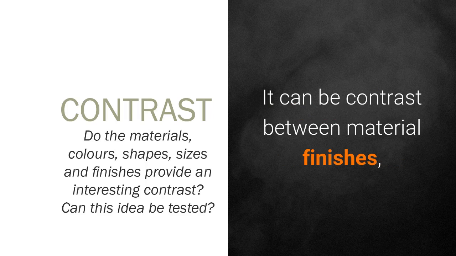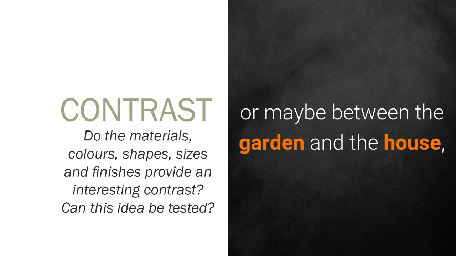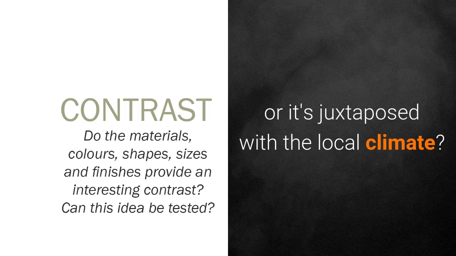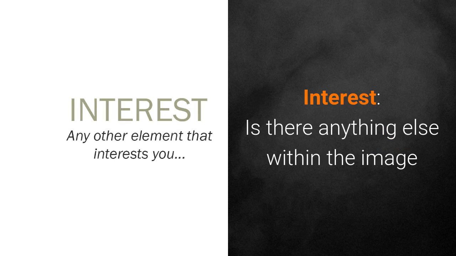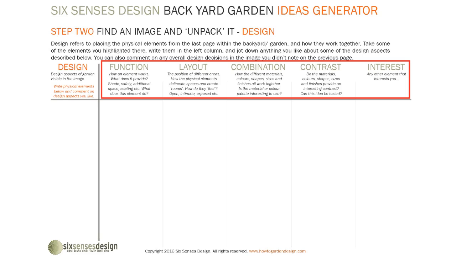It can be contrast between material finishes, or the material choices for different elements, or maybe between the garden and the house, or it's juxtaposed with the local climate. Interest. Is there anything else within the image not covered above that interests you? So that's an overview of the design components. Let's go through my image and unpack it.